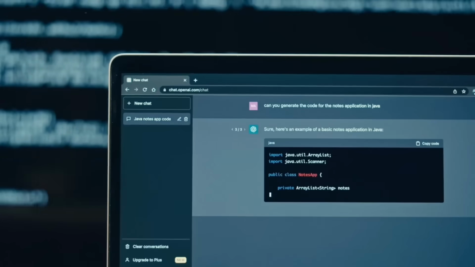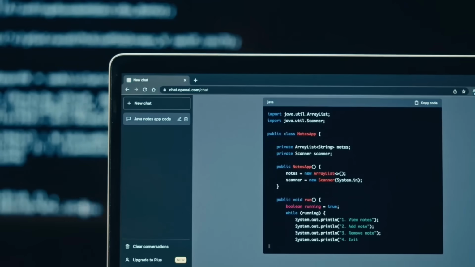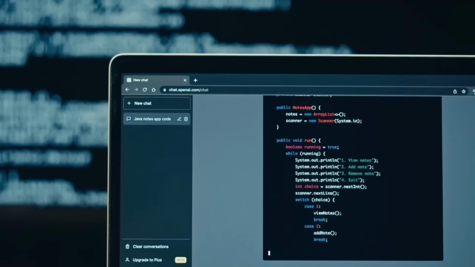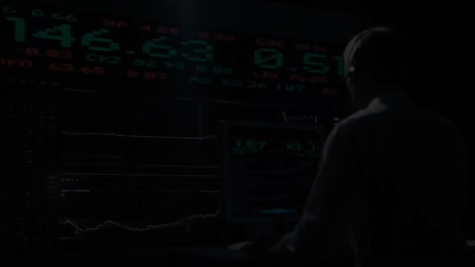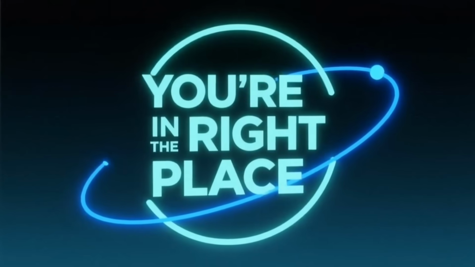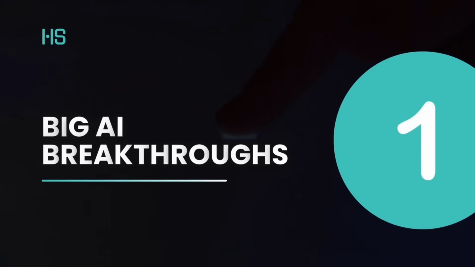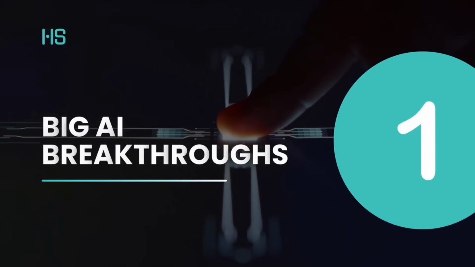Each month, we break down the most important developments in AI, agentic systems, and fintech, minus the fluff. If you work in tech, finance, or just want to see where the future is heading, you're in the right place. All right, let's start with the biggest breakthroughs.